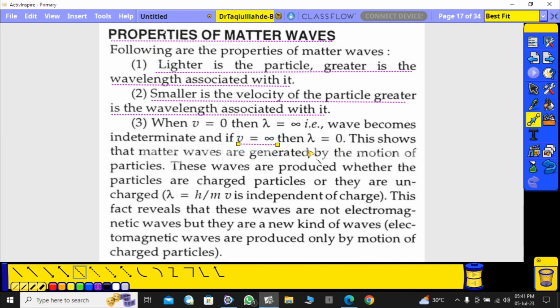Now another extreme condition: if v is infinite, lambda will be zero. Infinite velocity practically does not exist. Even a photon travels with the velocity of light, 3 × 10^8 meters per second. So infinite is practically not possible; we only use it for derivation and calculation, as an assumption. So these are the three points you have to remember. If a problem says v is zero or v is infinite, you should know what lambda will be.